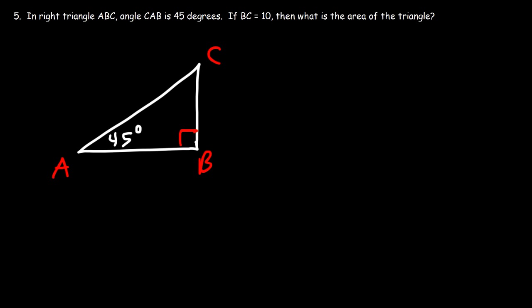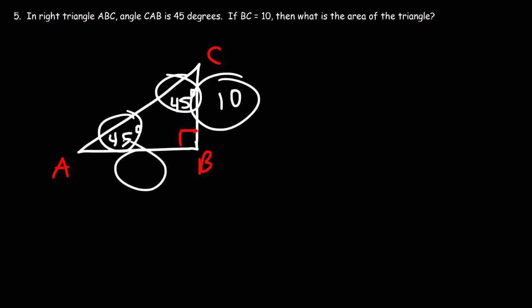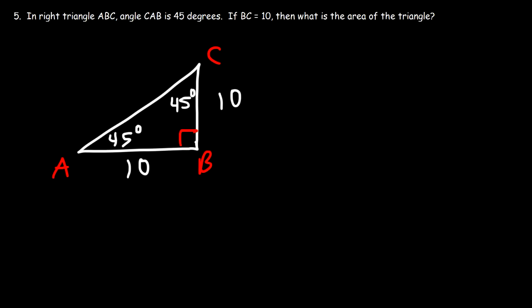Now what is the missing angle of the triangle? You need to know that the three angles of a triangle add up to 180. So 180 minus 45 minus 90 is 45. So we have a 45, 45, 90 degree triangle. Now we're told that BC is 10. What is the area of the triangle? What we have also is an isosceles triangle, because if these two angles are the same, then these two sides are the same. So we have an isosceles right triangle, which means that AB is also 10.